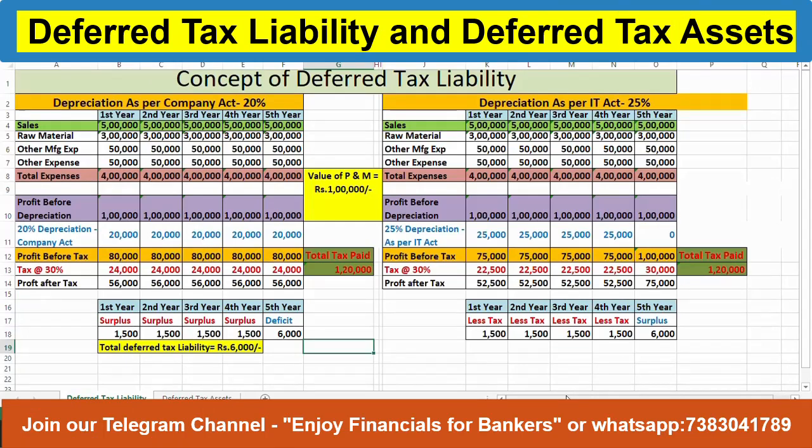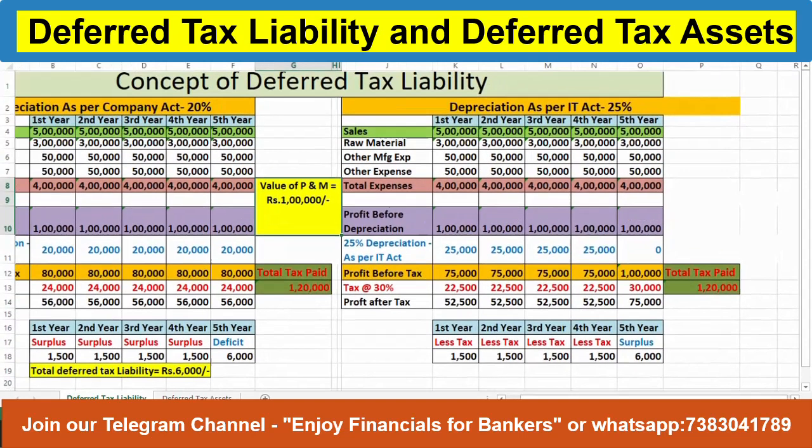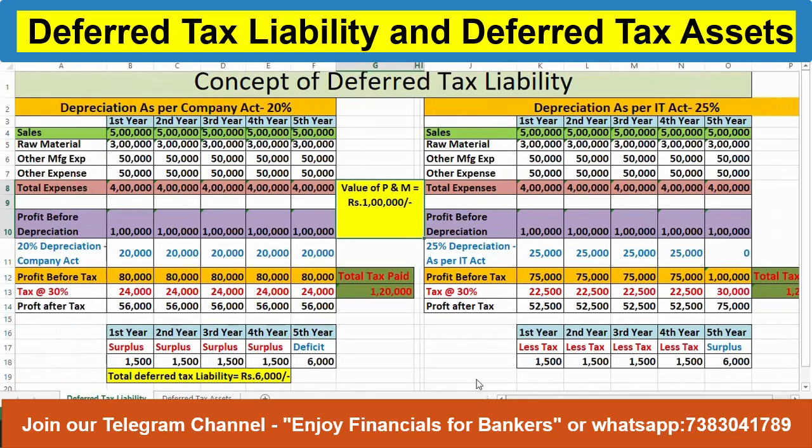Now friends, let us understand with an example. It will give more clarity. I have prepared the same in Excel format for easy understanding. Here you see the total value of the plant and machinery is 1 lakh, and every year the company is making depreciation as per the Company Act at 20% and as per the IT Act at 25%. So every year 25% as per the Income Tax Act, in 4 years the depreciation will become zero, meaning 100% depreciation will be provided, and as per the Company Act at 20%, in 5 years the value of the plant and machinery will be fully provided.